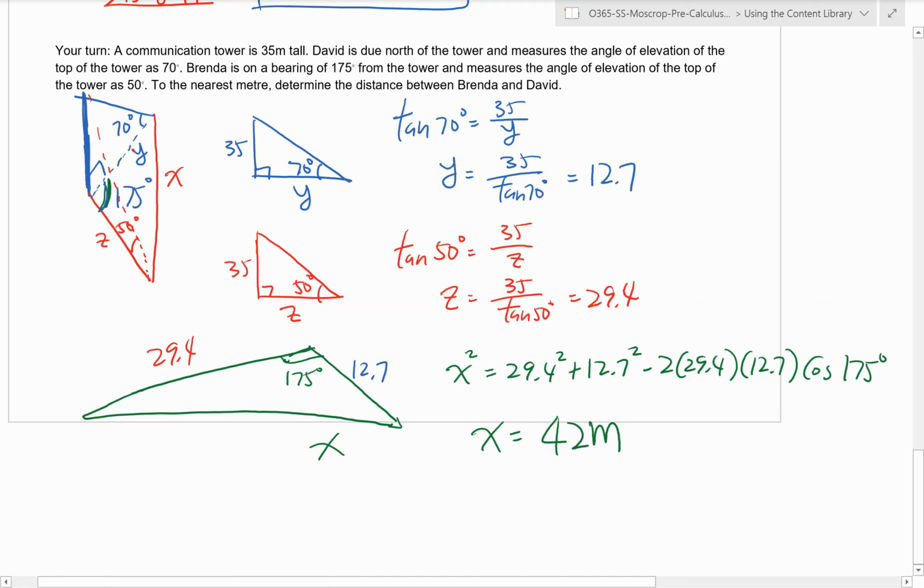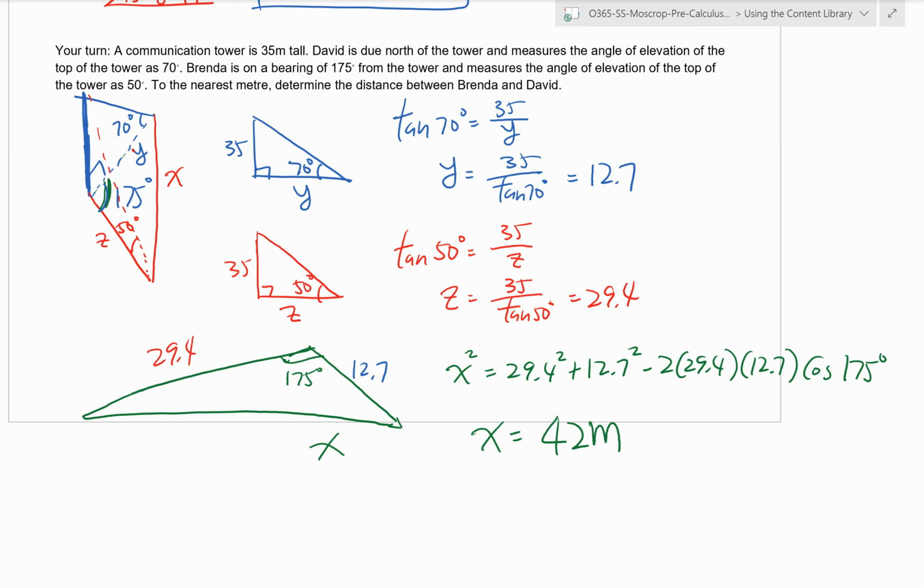This question is slightly easier than the previous one because we don't actually need to figure out what this angle is. It's kind of given to us in a way. But you need to know bearing means from north and then rotate clockwise. Once you have this, the steps are pretty much the same as the example. You should be able to get 42 meters. So that's it. This is cosine law. There's no tangent law. So we're done.